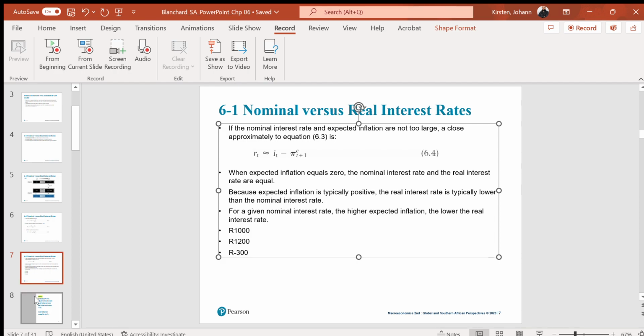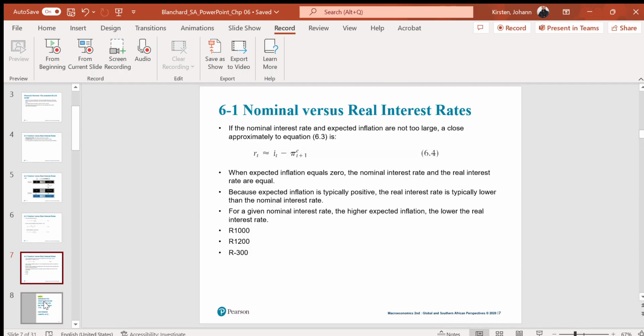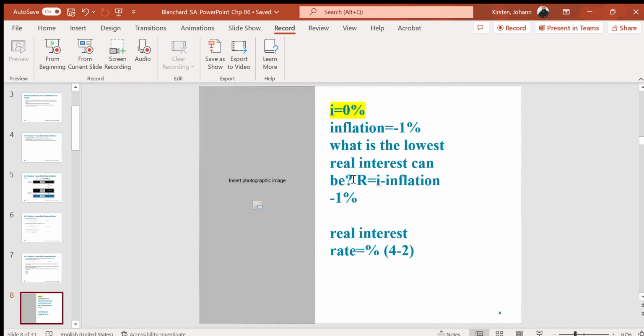But let's take this example here. If your nominal interest rate is 0% and inflation is 1%, but in the formula it's -1, then your real interest rate, the lowest it can go, is -1%.